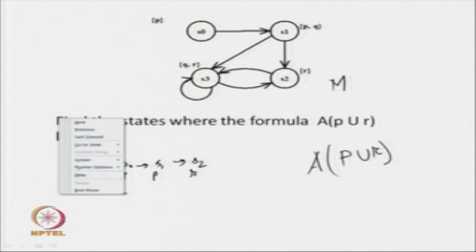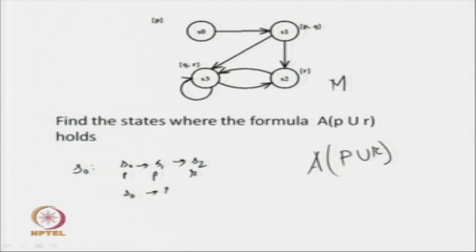Similarly, another path we get is S0, S1 and S3. Again, in S0 P is true, in S1 P is true, and in S3 R is true. So we are getting some state in the future where R is true, and in all the preceding states of this path, P is true. So we can say that in S0, A[P until R] is true.